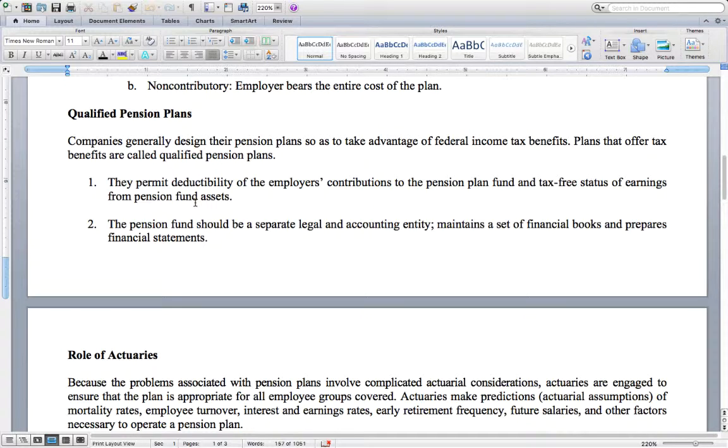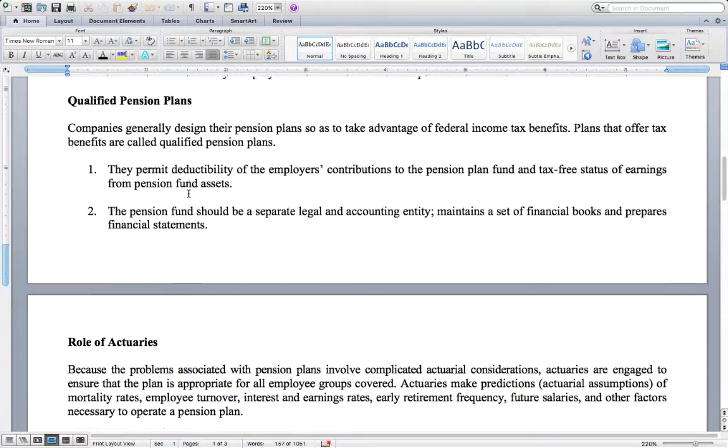Next, the pension fund should be a separate legal and accounting entity. Therefore, they would have to maintain their own set of financials and prepare their own financial statements. This is a key component to a qualified pension plan. And when I was in public accounting, I undertook multiple audits of pension funds, and it is a very interesting process to see the type of things that the company has to calculate in order to determine the appropriate amount of money to hold for the future retirements of its employees.